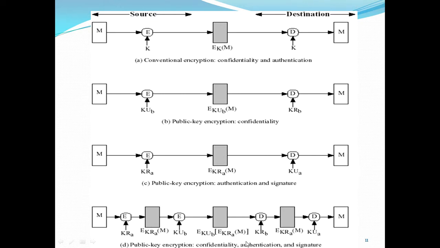Now the combination of confidentiality and authentication. Combination means two encryptions and two decryptions. Because this is related to authentication, first we encrypt using the private key of user A, then the public key of user B. In decryption it is reversed: the private key of user B, then the public key of user A will be used. This is about message authentication using encryption.